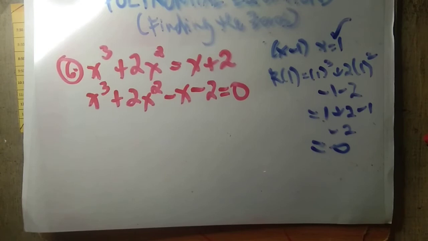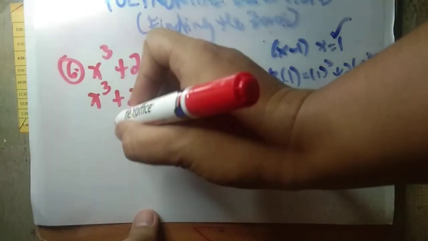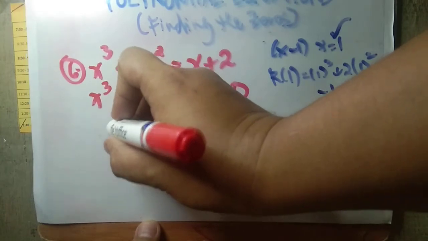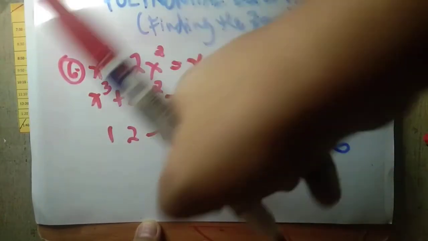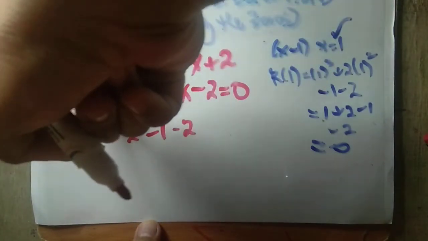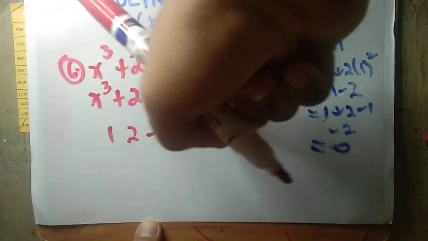So, paano mo hahanapin yung ibang factors? Meron ka ng isa. Magsi-synthetic division tayo ngayon. Okay? So, synthetic division. Synthetic na lang para mas madali, although may long method naman ito. So, 1, 2, negative 1, negative 2. So, wala namang may kulang kasi dire-diretso naman. 3, 2, 1, 0.